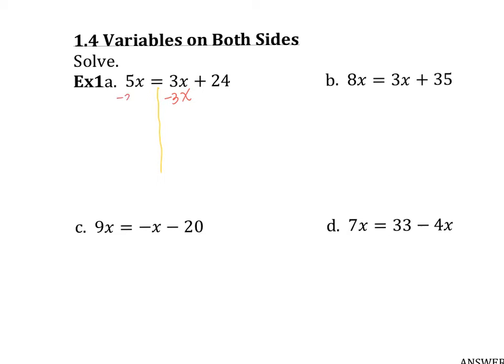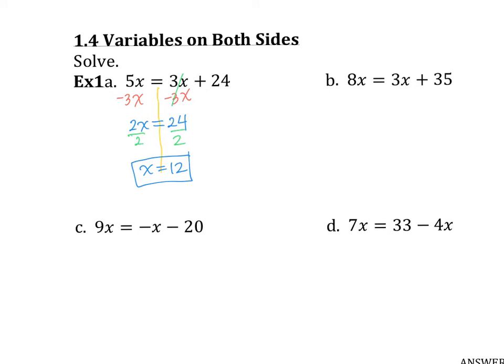Whatever I do to the right, I do to the left. And I am going to line it up under the like terms. Because if I do 5x minus 3x, I get 2x. Bring down the equals. 3x minus 3x is nothing. I'm going to bring down that plus 24, which is really just positive 24. And then from here, you guys know how to solve it by doing the division step. So I'm going to get x equals 12 for example 1a.